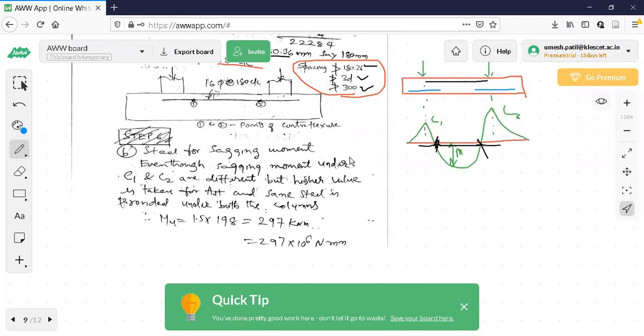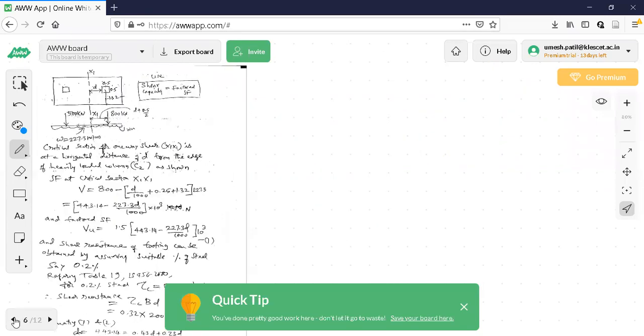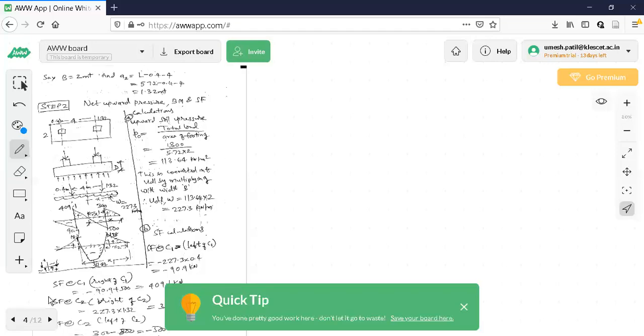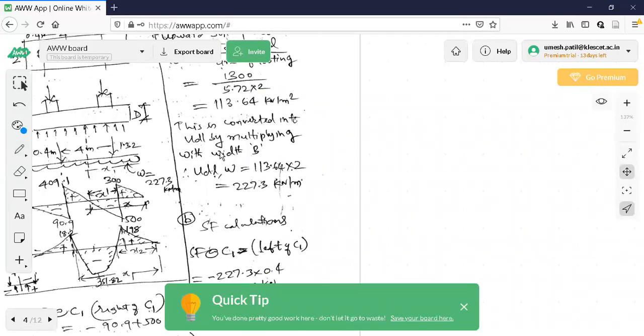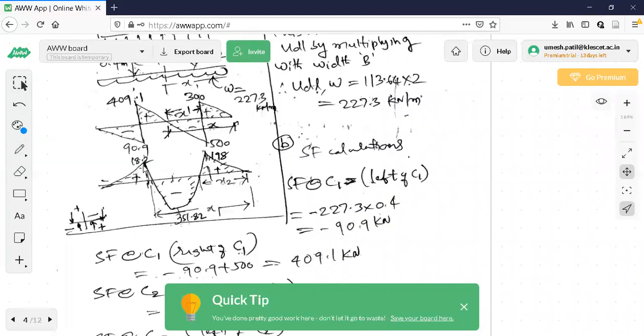Now what I will do is, at C1, what is the bending moment? I'll write it. At C2, what is the bending moment? I'll write it. Observe here. I'll go back to this diagram. Observe this diagram. Now under C1 it is 18.2, under C2 it is 198. Now I will not calculate steel for this moment and this separately. This is a very important observation here.